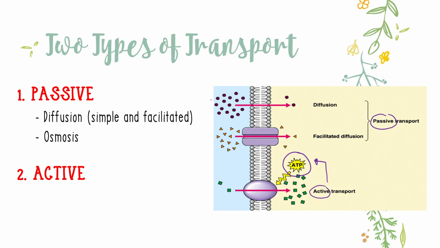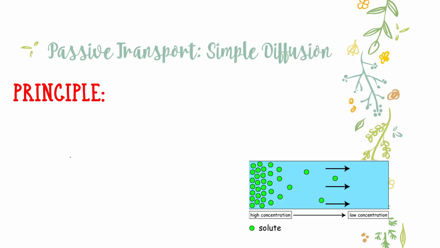And there are two different types of passive transport, that would be your diffusion and your osmosis. Under diffusion, may two types din po. You have your simple and your facilitated. How about your active transport? Active transport, may two types din po. You have your endocytosis and you have your exocytosis. So let us discuss the difference of each, starting with your passive transport, and that is your simple diffusion.